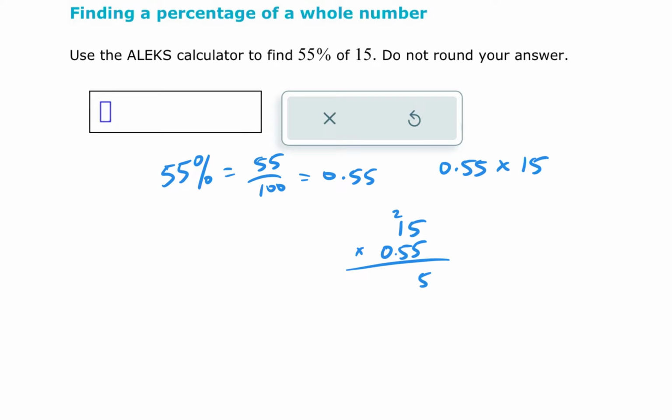25, 570, 25. And add all this up. And we'll have 2 digits after the decimal point, so 8.25.